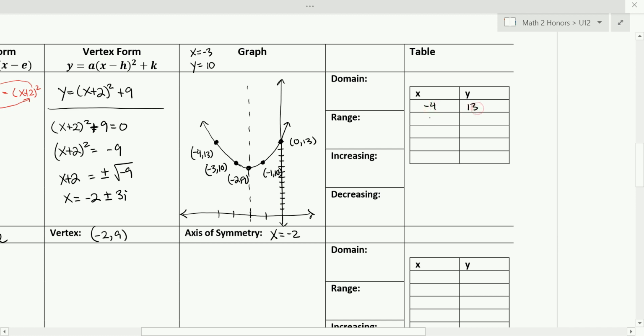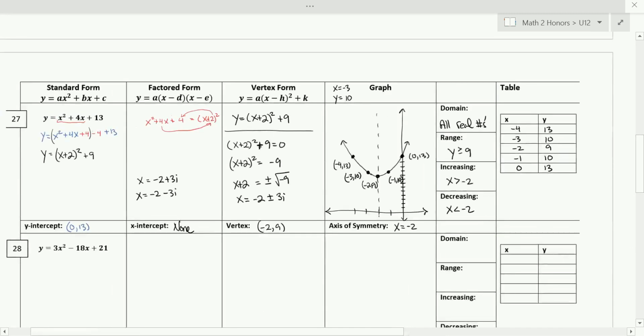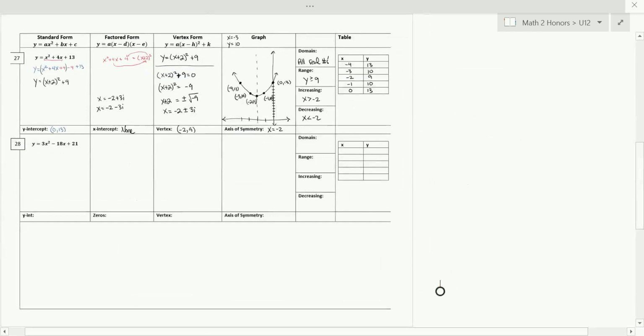So how did you do in that process? Were you able to make some progress? If you got stuck, where did you get stuck? Plugging in numbers? Braden, what's our range going to be? Good job. Natalie, where's it increasing? Good. All right. So there it is. Question? All right, one more. Let's go to the next page.